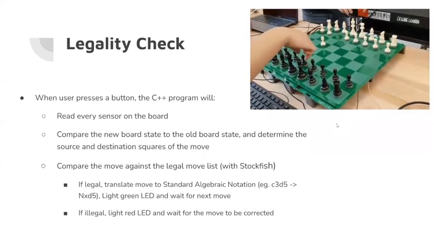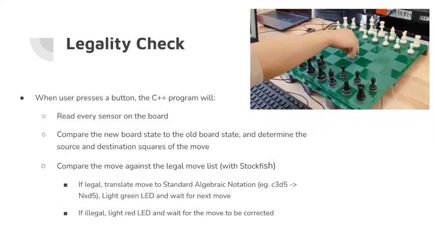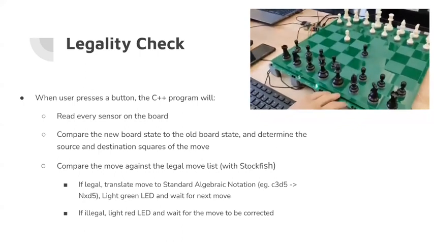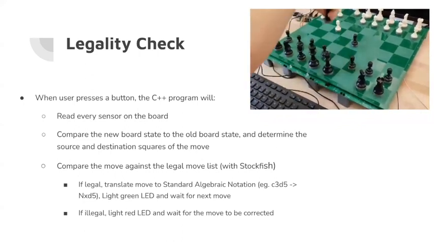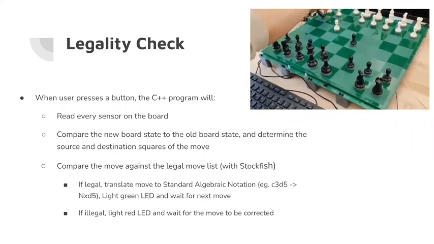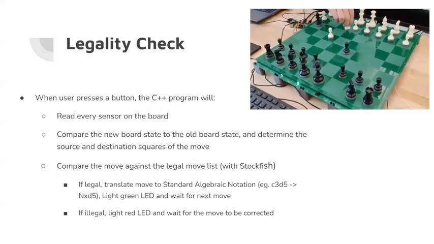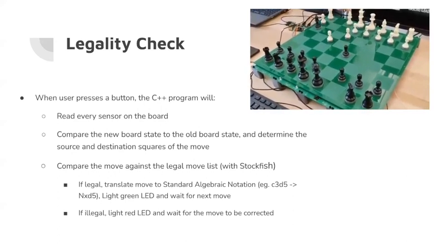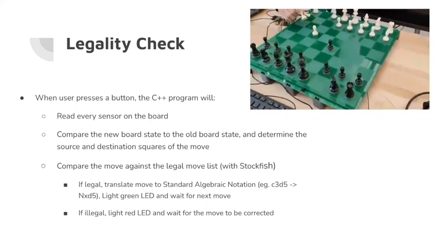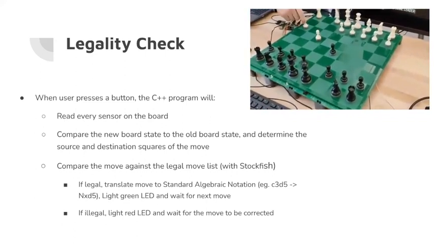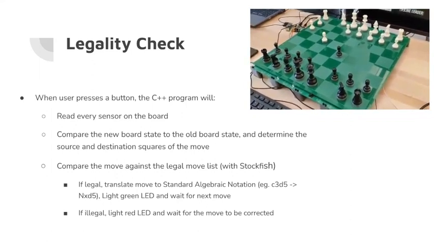So first we'll play a legal move. And after the button is pressed, the light will be green. And we'll play another legal move. And then a third legal move. And then we'll play an illegal move. You can see that the light turns red. And then after a mishap with the magnets, we correct it to a legal move and the light goes back to green.